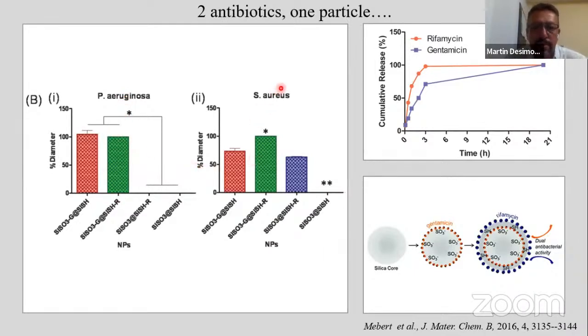Then we evaluate our system in a gram-positive bacteria like Staphylococcus aureus. What we observe again is that the nanoparticles without antibiotics are not effective. Those with rifamycin are effective in this case. Those with gentamicin are also effective, but the core shell with both antibiotics possess a real and significantly improved antimicrobial effect.